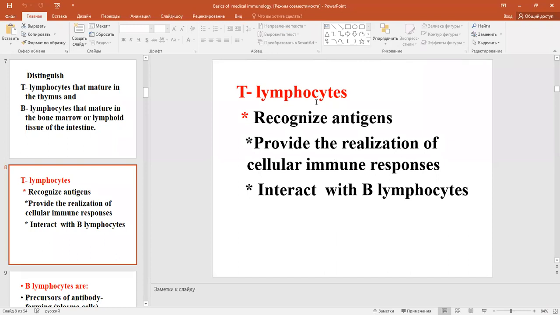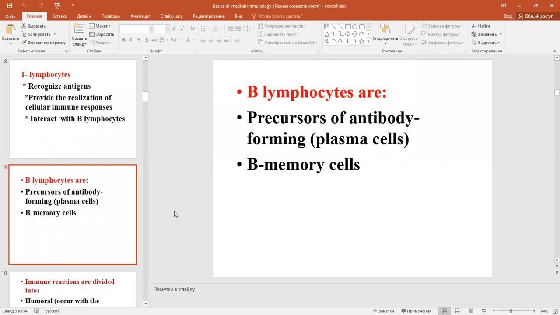After recognition of antigen, they send special substances, interleukins, and finally it is a long chain immune response. Interleukin 1, and then other cells are activated, they will produce interleukin 2, and finally it goes to B lymphocytes and they are activated. B lymphocytes are precursors of antibody-forming plasma cells, and some of them are B memory cells. And plasma cells are cells that are able to produce antibodies.